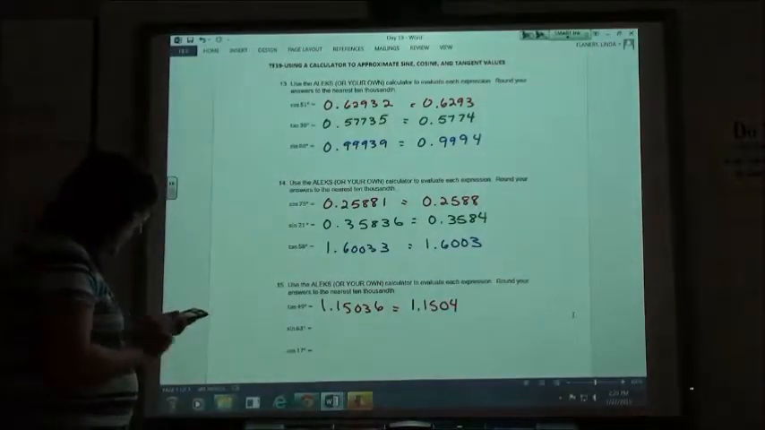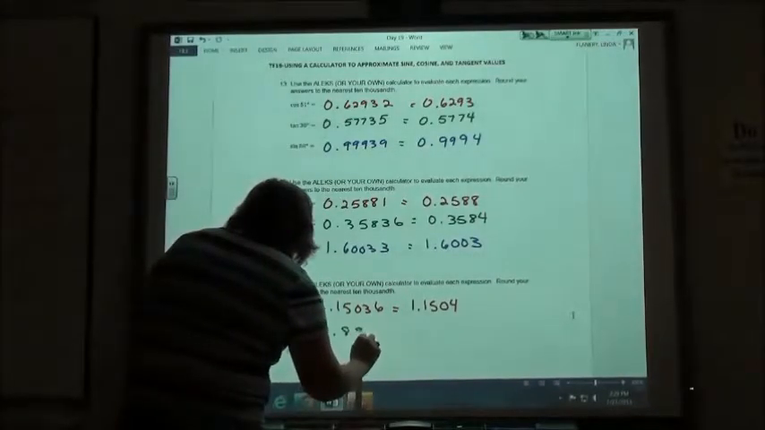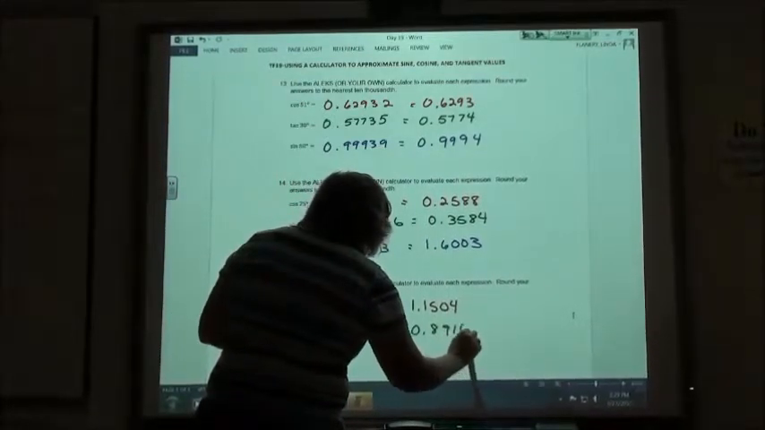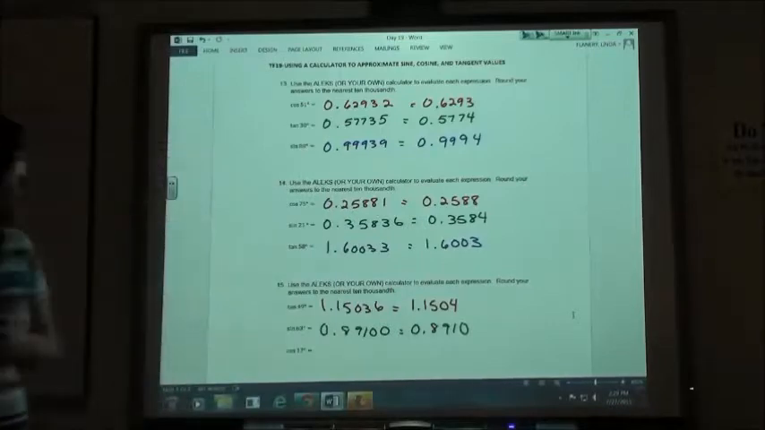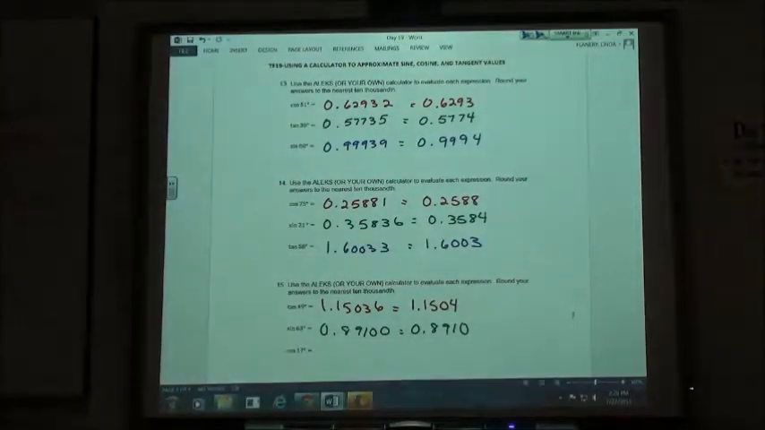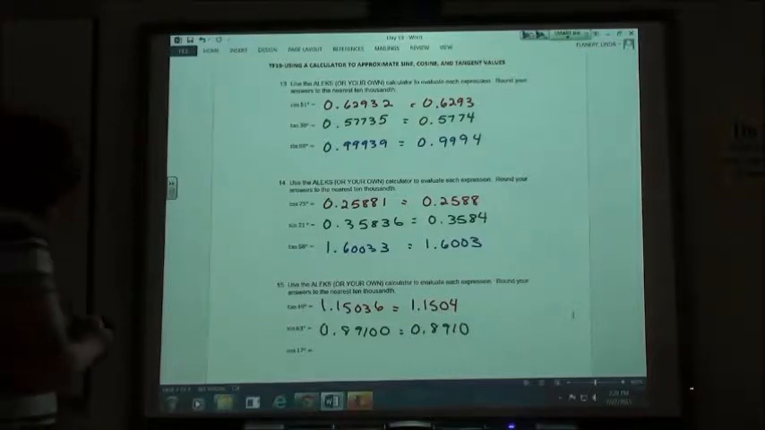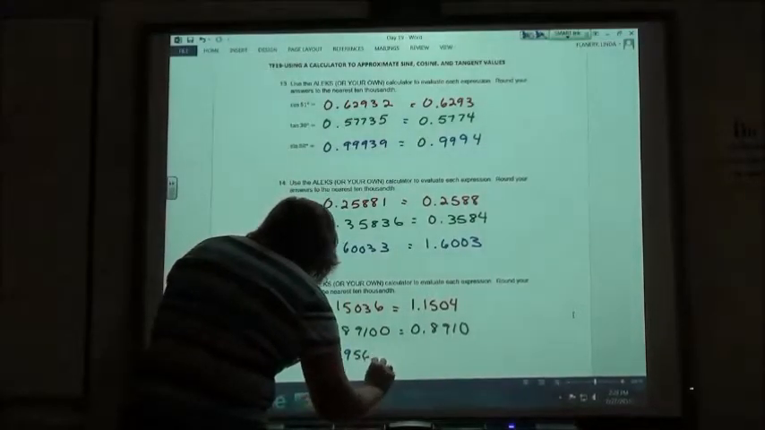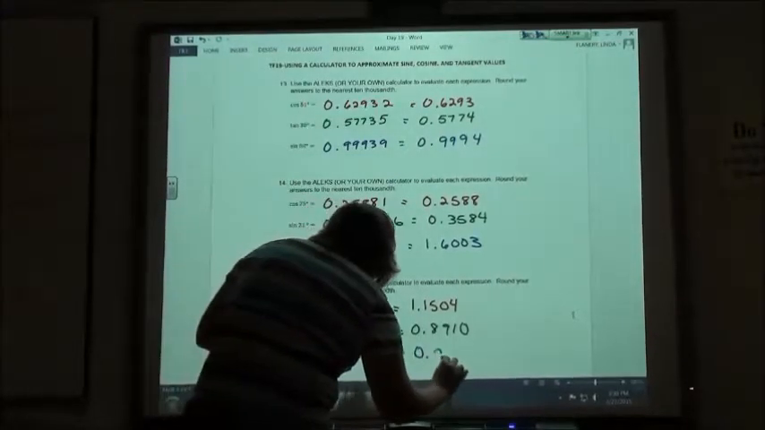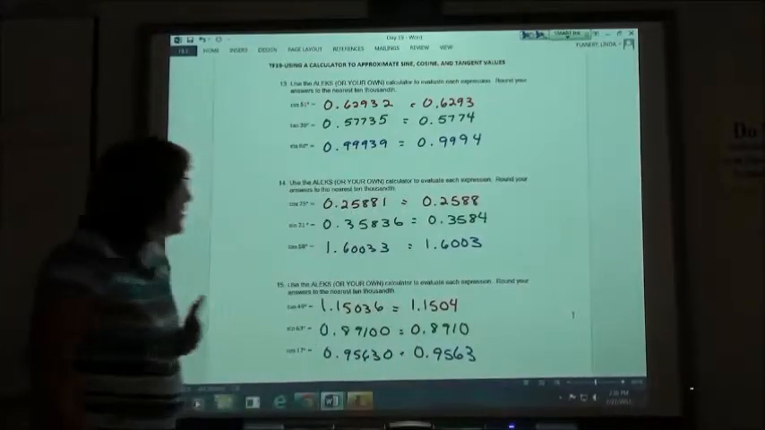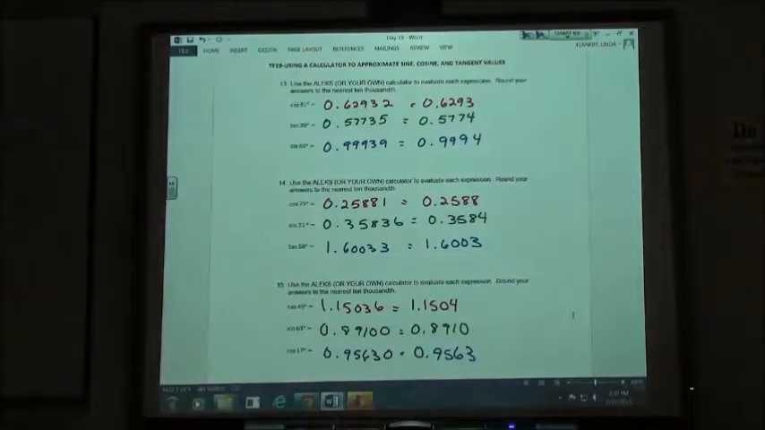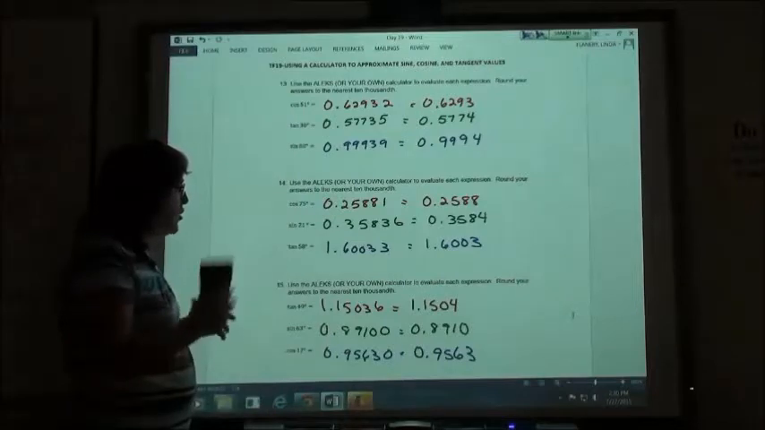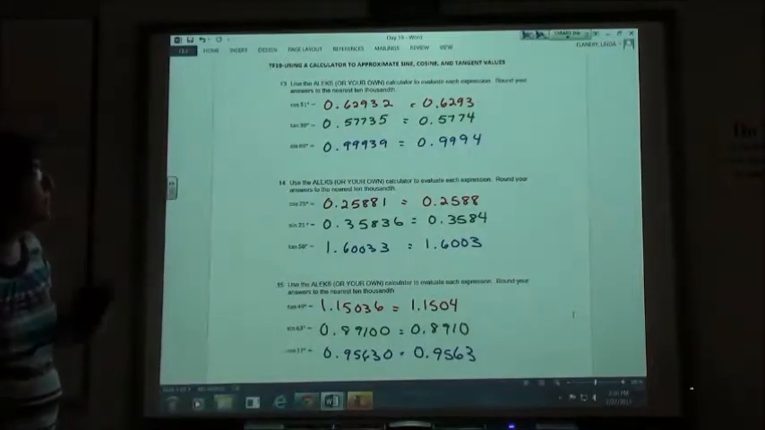Sine of 63, 0.89100, so 0.8910. Again, we want to show to the nearest 10,000, so they are going to show that 0 in the 10,000 spot. Cosine of 17, 0.95630, so 0.9563 would be rounding it off to the nearest 10,000ths. So just a matter of using your calculator. Since these are in degree mode, making sure your calculator is in degree mode and just punching it in.